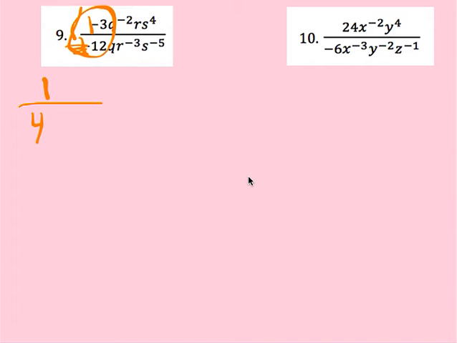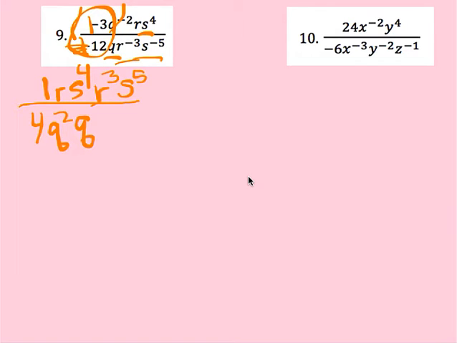Okay, so then I have q to the negative 2 on top, so I'm going to flip that q to the bottom. Again, just working my way around. Then r to the 1st is going to stay up top. S to the 4th is going to stay up top because they are positive up there. And then on the bottom, I'm going to have this q to the 1st. That'll stay on the bottom because it's positive. R to the negative 3, I'm going to flip to the top since it's negative on the bottom. S to the negative 5, I'm going to flip to the top since it's negative on the bottom.